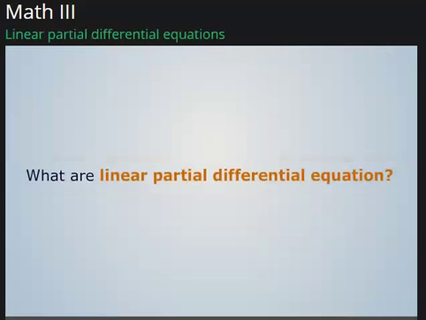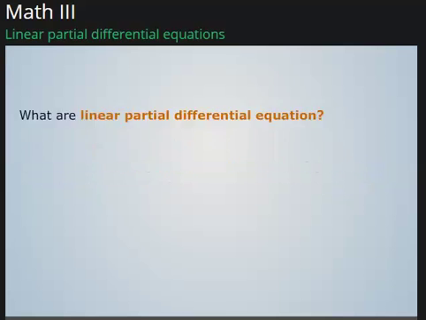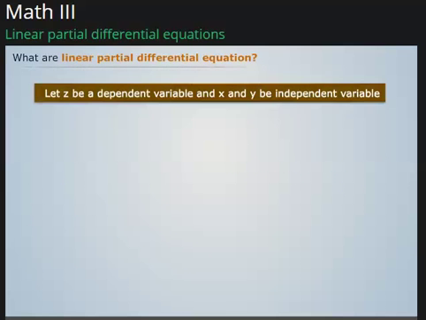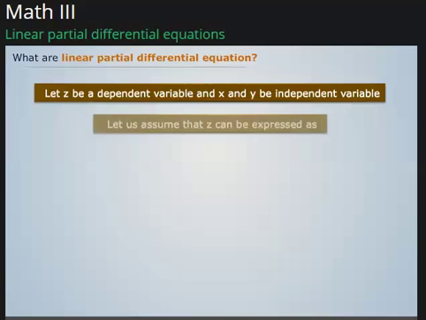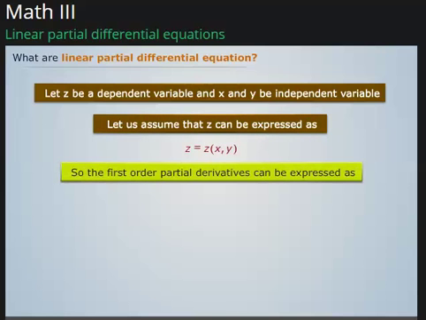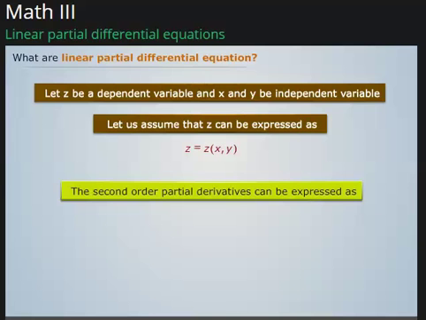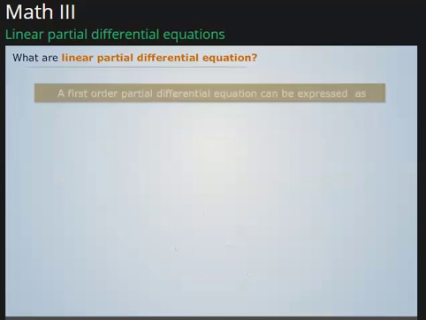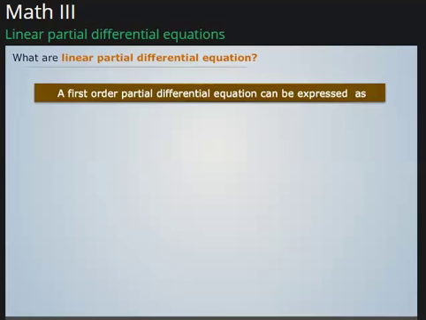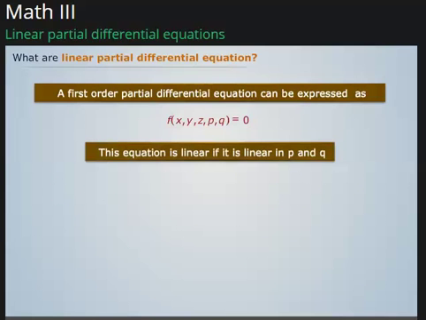What are linear partial differential equations? Let z be a dependent variable and x and y be independent variables. Let's assume that z can be expressed as. So the first order partial derivatives can be expressed as. The second order partial derivatives can be expressed as. A first order partial differential equation can be expressed as. This equation is linear if it is linear in P and Q.